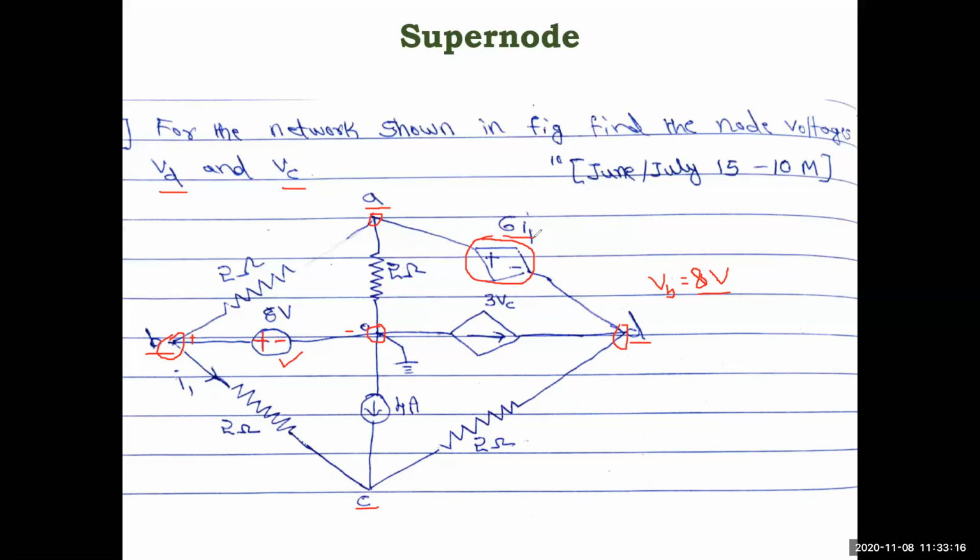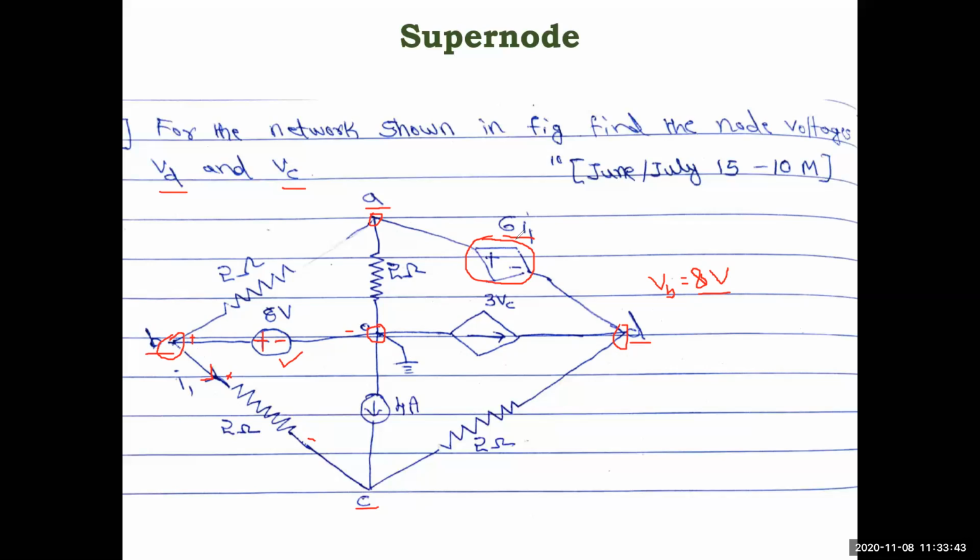Again, this is a current controlled voltage source, so the current you have to relate. Where is the I1 current? It is shown here in this branch. Current entering means this side is plus and this side is minus. That means I1 is equal to VB minus VC by 2, because of the resistance, Ohm's law. Voltage is VB minus VC, divided by 2.